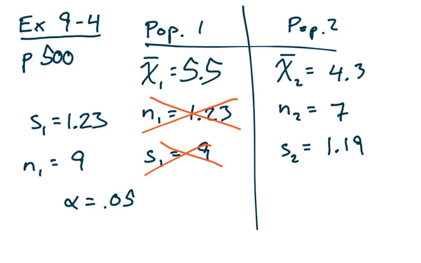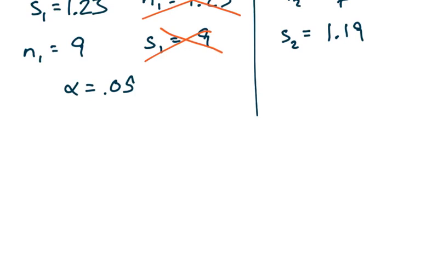So scroll on down a little bit and write down the claim. So for, hang on, let's back up. For step 1, we write down the hypotheses and identify the claim.